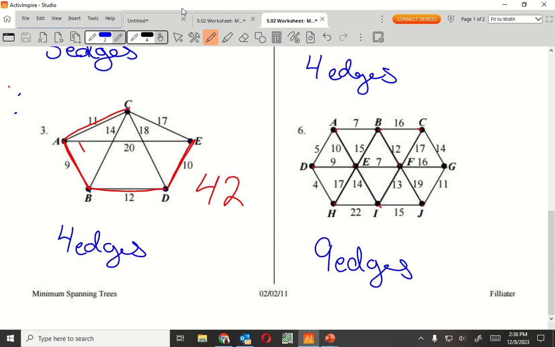You could have selected 7 before you selected 12. You did it in the wrong order.